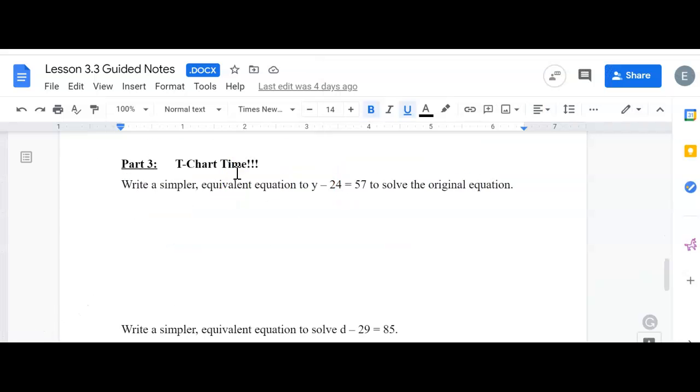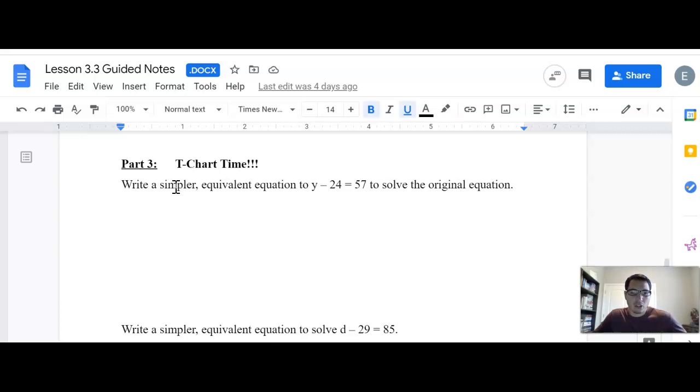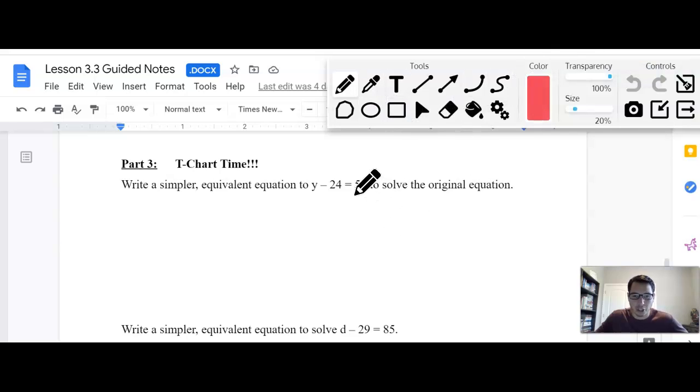Moving on to part 3, we are going to write simpler equations by using the T-chart. So it's T-chart time. All right, so write a simpler equivalent equation to y minus 24 equals 57 to solve the original equation. Again, it's T-chart time. So we're going to go ahead and make our T-chart, our vertical line through the equal sign, and our horizontal line underneath the equation.